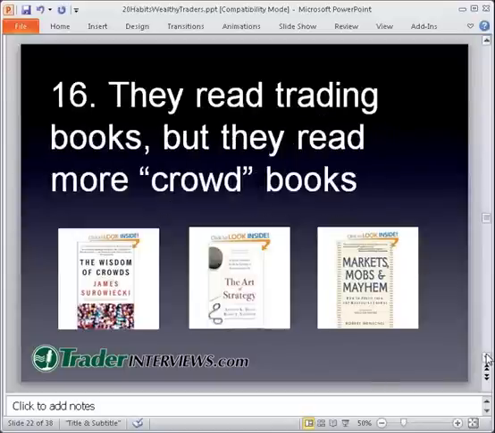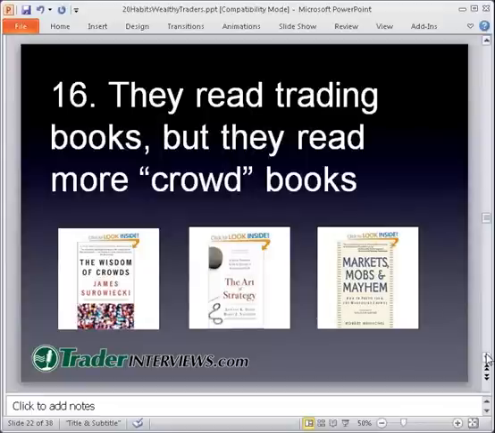Number 16, they read trading books, but they read more crowd books. This was interesting to me. Certainly trading books are fine. I'm working on one right now, a trading book full of interviews. But I found that the really wealthy traders also read books about mobs, riots, and strategy. And I put 3 of the books up here that I think are good starts for that. The Wisdom of Crowds is a no-brainer. You've got to read that one.